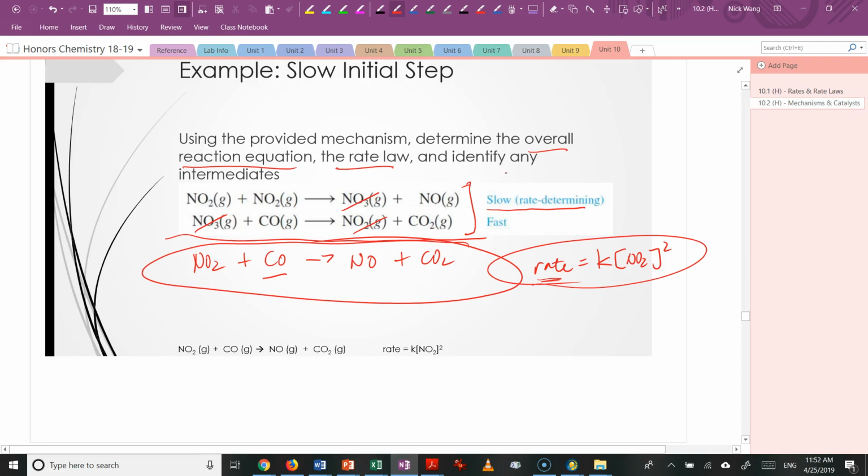Finally, identify intermediates. We did this before, right? So we saw that NO3 is produced in this first step. It'll be consumed in the next step. That's going to be your intermediate.